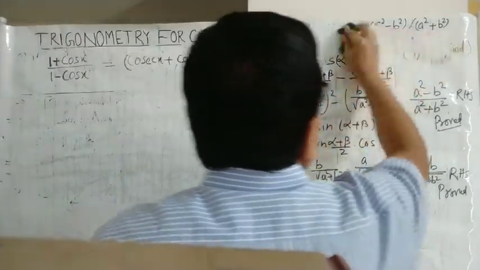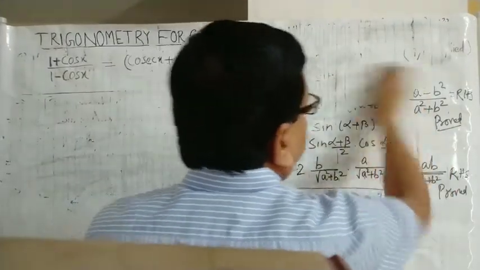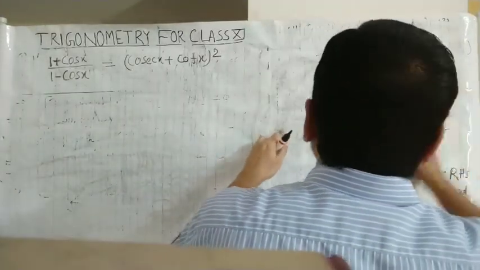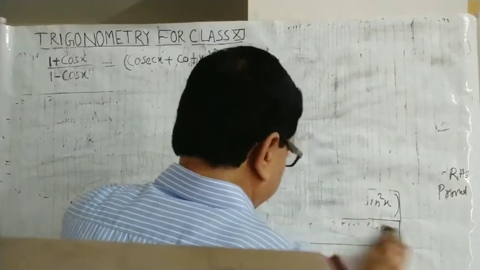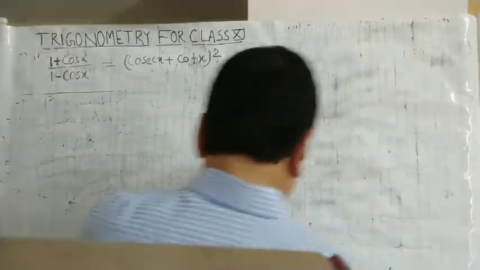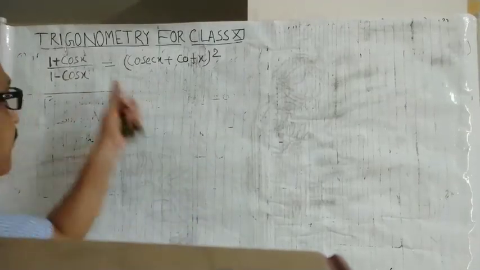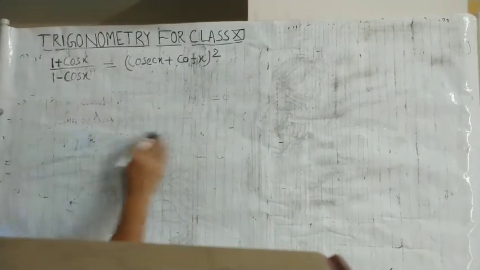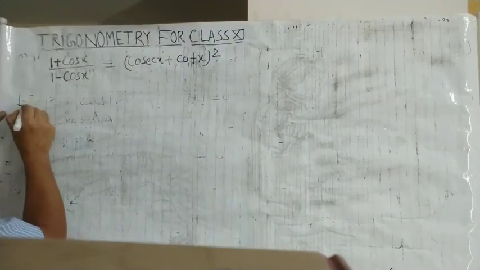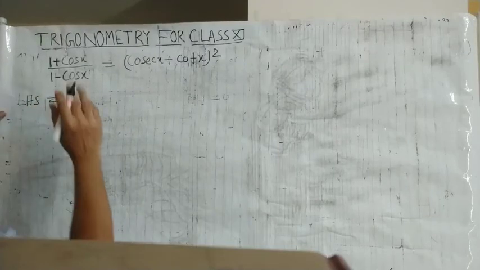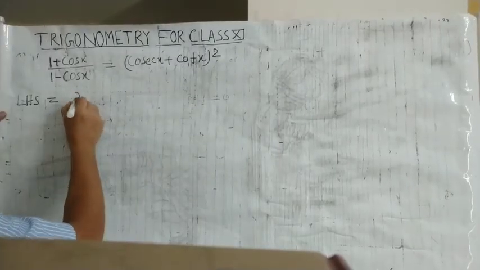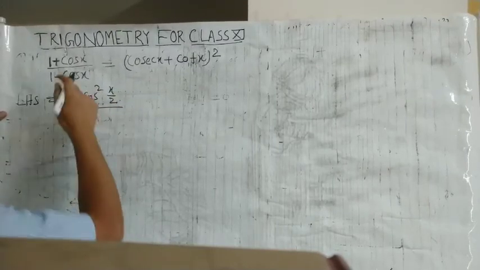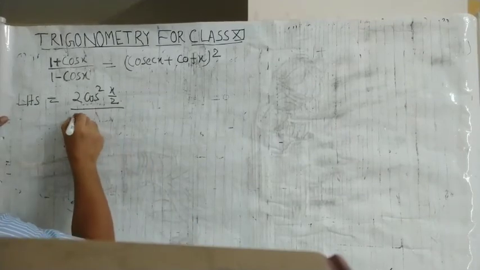let it be removed from the board. Yes, now the formula for this. Just see the formula, this is starting from LHS. 1 plus cos x is 2 cos square x by 2, by 1 minus cos x, this is 2 sin square x by 2.